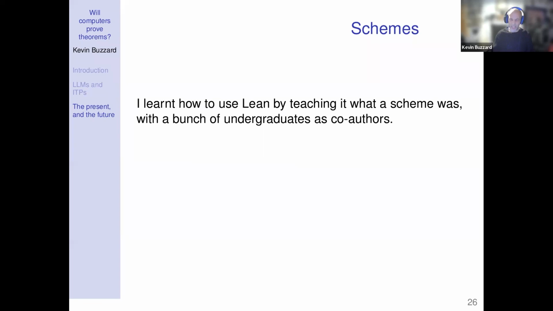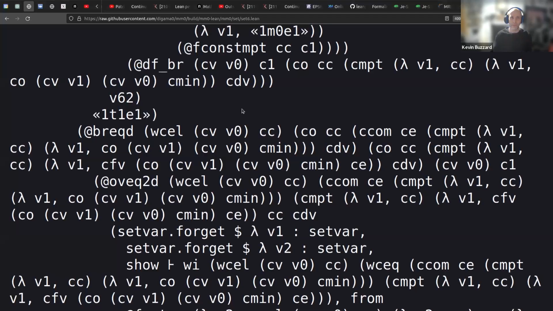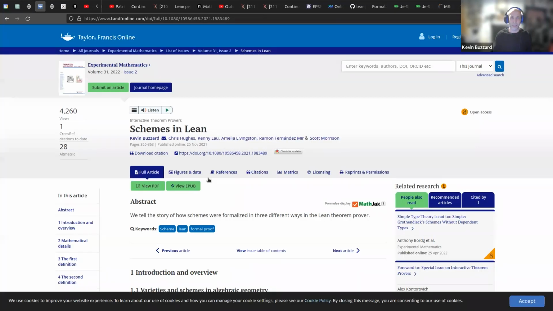So the very beginning, as far as I was concerned, I learnt the language of the Lean theorem prover. I knew what a scheme was because they show up in my work. And I was running a Lean club for undergraduates, and undergraduates wanted a project. And so I came up with this project of teaching Lean what a scheme was. So me and a bunch of undergraduates started working on this. We had a glimpse of that slightly earlier. We ended up with the publication, Schemes in Lean, published in Experimental Mathematics last year.